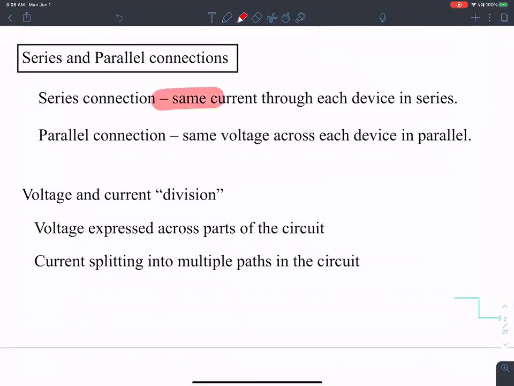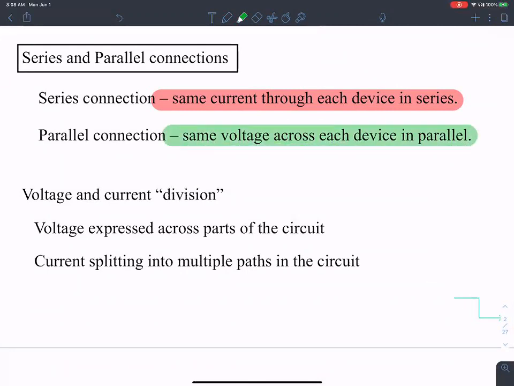When the same current is flowing through each device, then we say the devices are in series. By the same token, when the same voltage is seen across different devices, then we say each of these devices is connected in parallel. Then we are going to look at voltage division and current division techniques. Voltage expressed across parts of the circuit, current splitting.